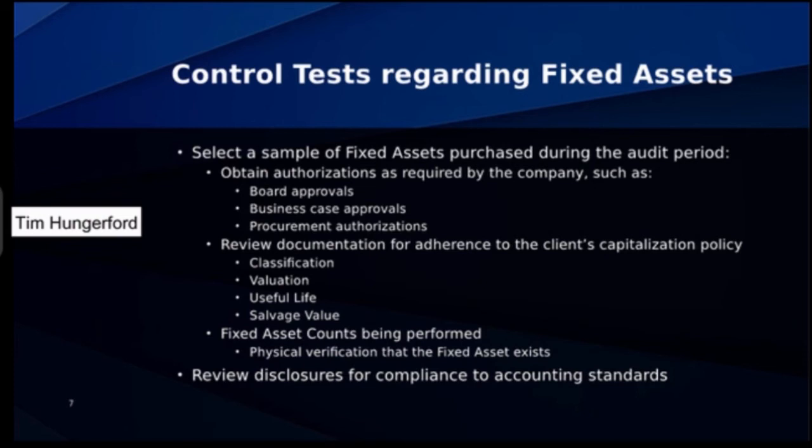So again, control tests, substantive tests, some of them seem very similar, but control tests, in essence, you're going to just see, are the authorizations out there? You know, there might be some new assets that you bought in that period for the audit period. Did they get board approvals? Maybe was there business case approvals or procurement authorizations? These are standard controls that should be in place related to buying fixed assets, so they should be there.